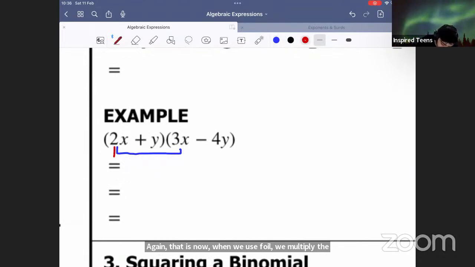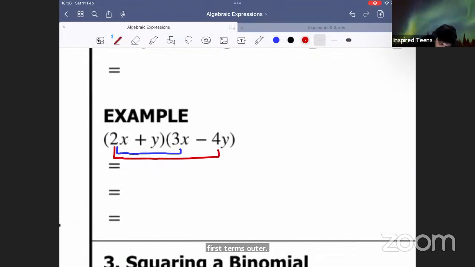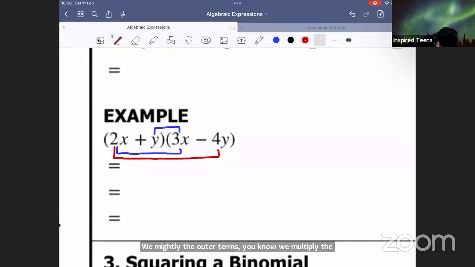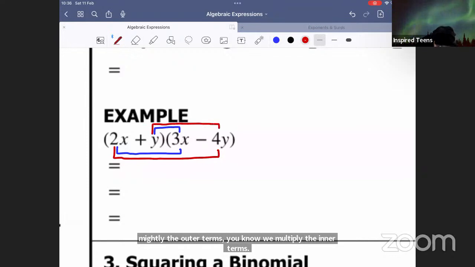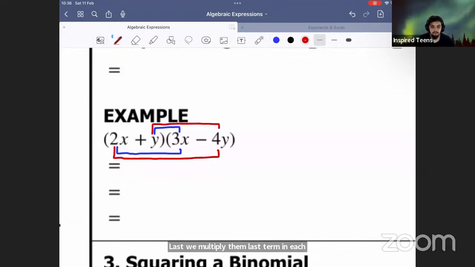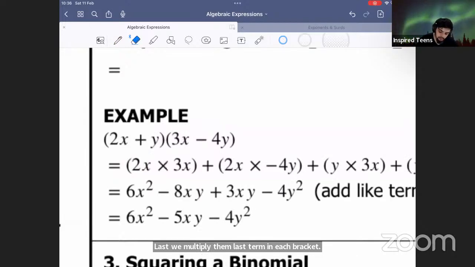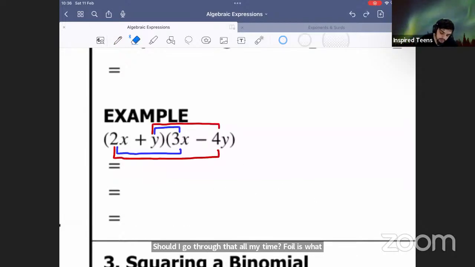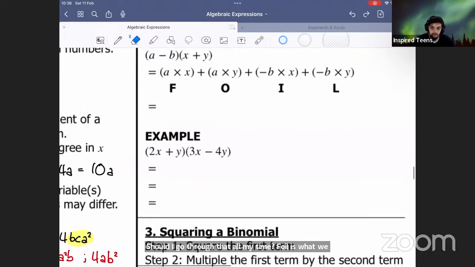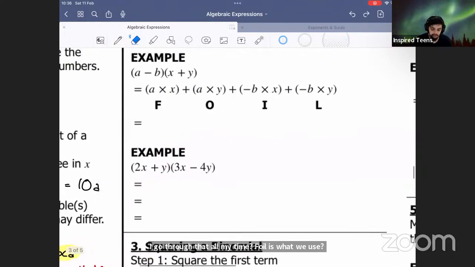Outer, we multiply the outer terms. Inner, we multiply the inner terms. Last, we multiply the last terms in each bracket. Should I go through that one more time? FOIL. FOIL is what we use. Okay. FOIL and products, the same thing.